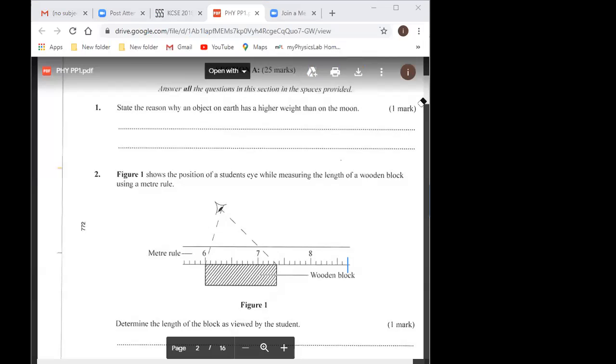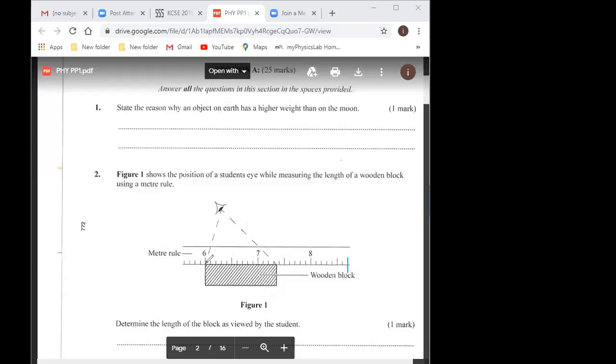We go to question number 2. Figure 1 shows the position of a student's eye while measuring the length of a wooden block using a meter rule. Determine the length of the block as viewed by the student. So you can see the eye position of the student. It is not perpendicular to the reading, so it has some parallax error. Because the question is as viewed by the student, from this position they can see this point, and we can see this is 6.0.